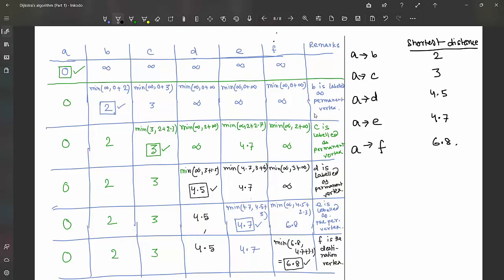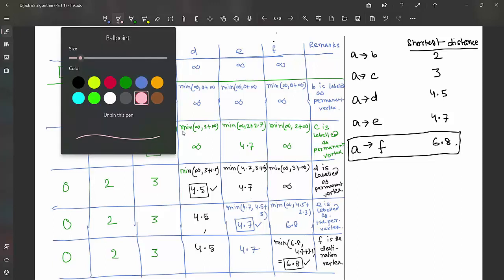So from the graph, you can observe this shortest distance from one starting initial point to every other vertex. But also that means for our question, the shortest distance from A to F is 6.8. So we have one answer. Now we need to determine the path. So for the path, there is one rule.